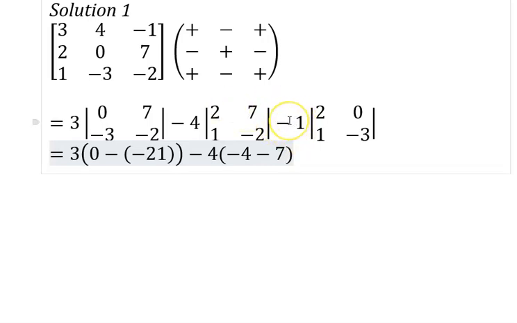We have minus 1 here. We open up our bracket. So 2 times minus 3 will give us what? Minus 6. Awesome. And 0 times 1 will give us what? 0. Awesome. So with this, you can now get our answer, the determinant. So be careful with this sign anyway.